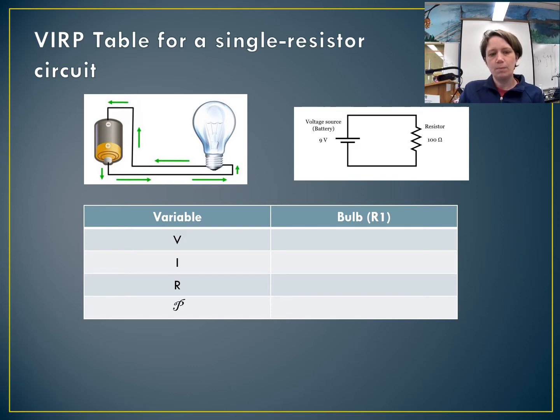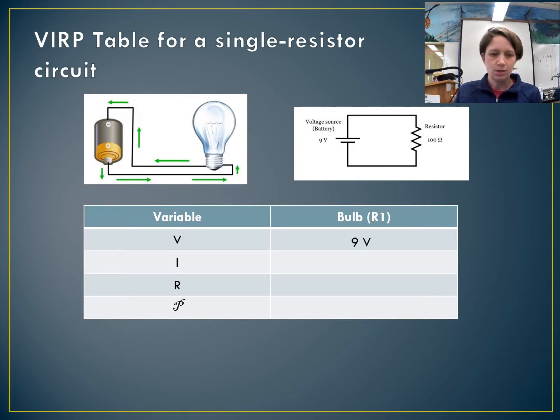And we're going to put those names on one side of the column, and then we're going to add a column for each resistor in the circuit. In this case, we have one bulb, we might call it R1, and so I'm going to make a column for that. When we get to more complicated VIRP tables, we're also going to add one additional column for the entire total circuit, but in this case, since the whole circuit is just made up of one bulb, I'm going to skip that step.